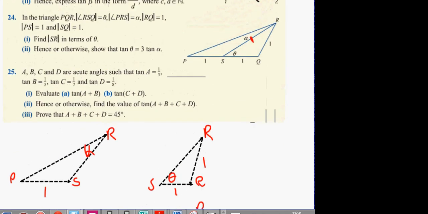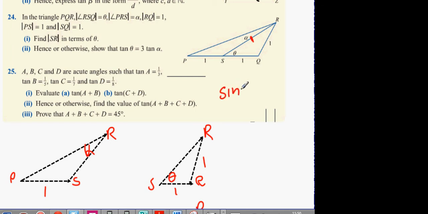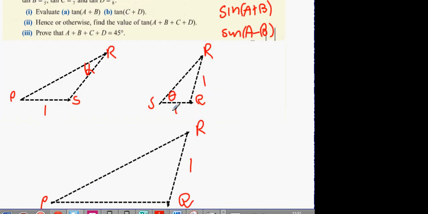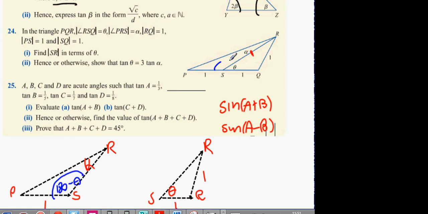Right, lads. Remember the whole point of this exercise is these rules here: sine A plus B, sine A minus B, cos A plus B, cos A minus B. Currently speaking, do you see anything that is one angle minus another angle? No, because it's not there yet. So at the moment, this one here is going to be 180 minus theta. Do you understand where I got that? Yeah. The theta here.